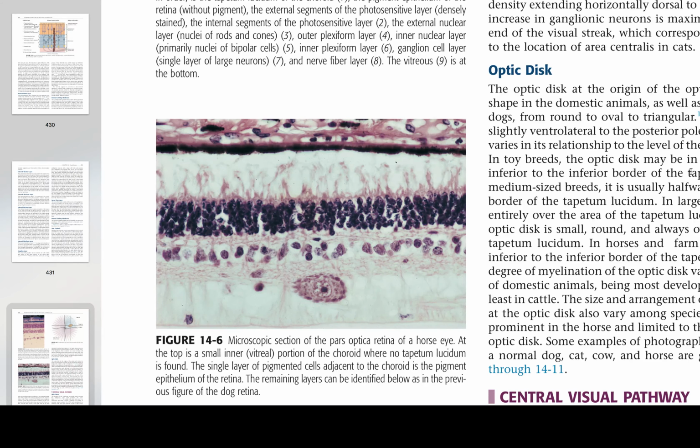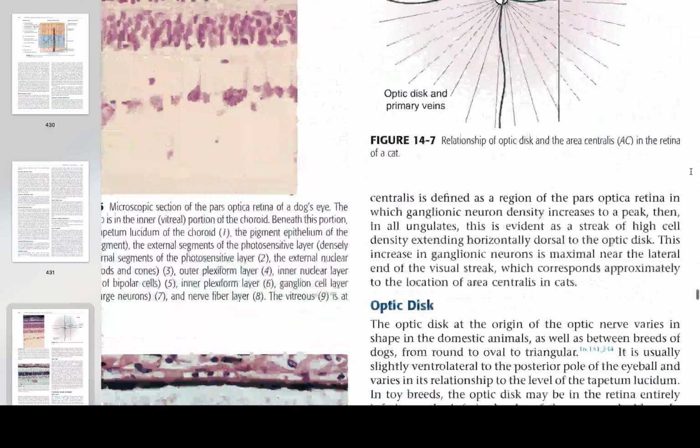In the cat, this area may be identified as a pale streak or oval in the area of the tapetum lucidum dorsolateral to the optic disc in which the blood vessels, arterioles, converge. Figure 14-7. The area itself is devoid of any large blood vessels. In this area centralis in the cat, an increase in the number of cone cells relative to rod cells is found in the photosensitive layer, with an overall increase in thickness of the external nuclear layer.